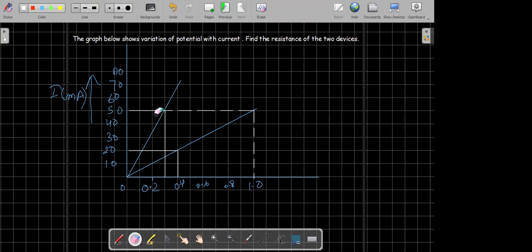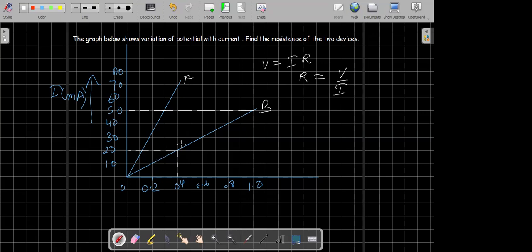Okay, so who can find it out? The two graphs, let me name here the graph A and the graph B. So how do I find out the resistance? Anyone, any ideas about finding the resistance? Just use the formula of Ohm's law, V equals IR. Okay. So your R will be equal to V over I.